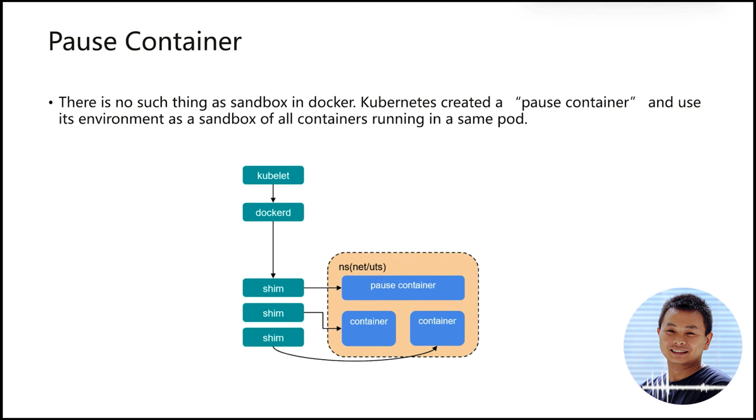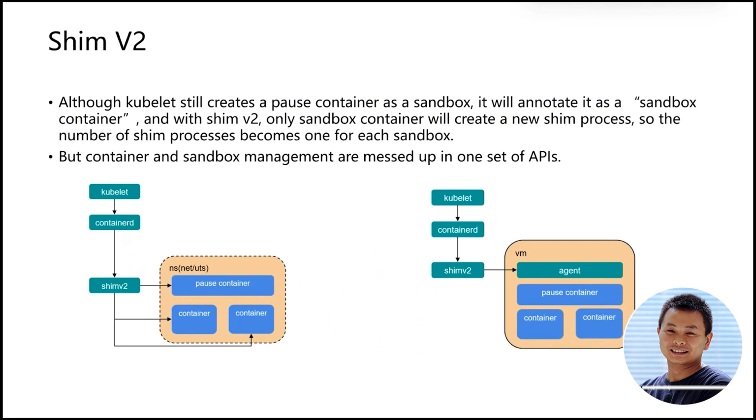But in this way, because Docker has to start a shim process for every container, you will see many shim processes running on the host running the containers. It's of course a memory overhead, and it will affect the startup latency too. Here comes stage two, the shimv2.